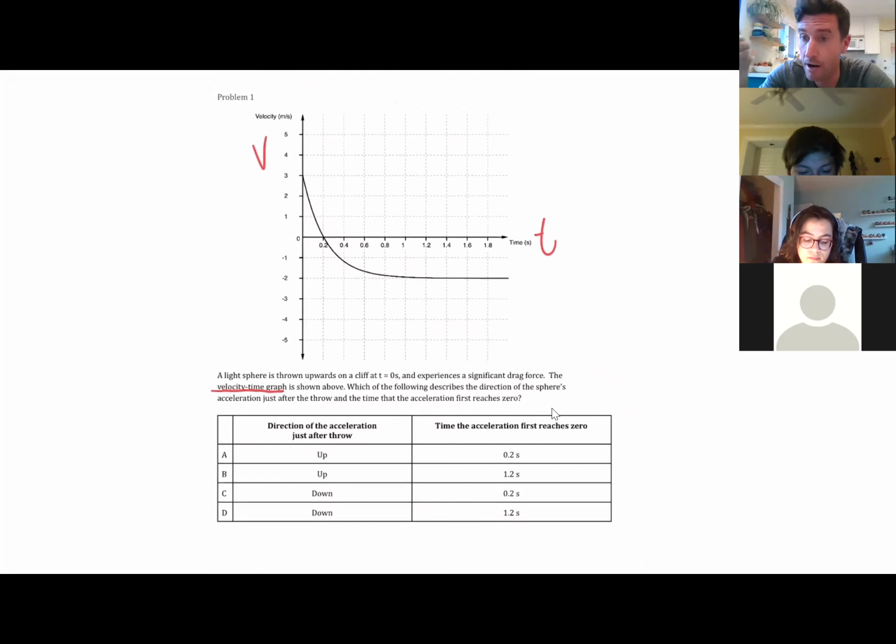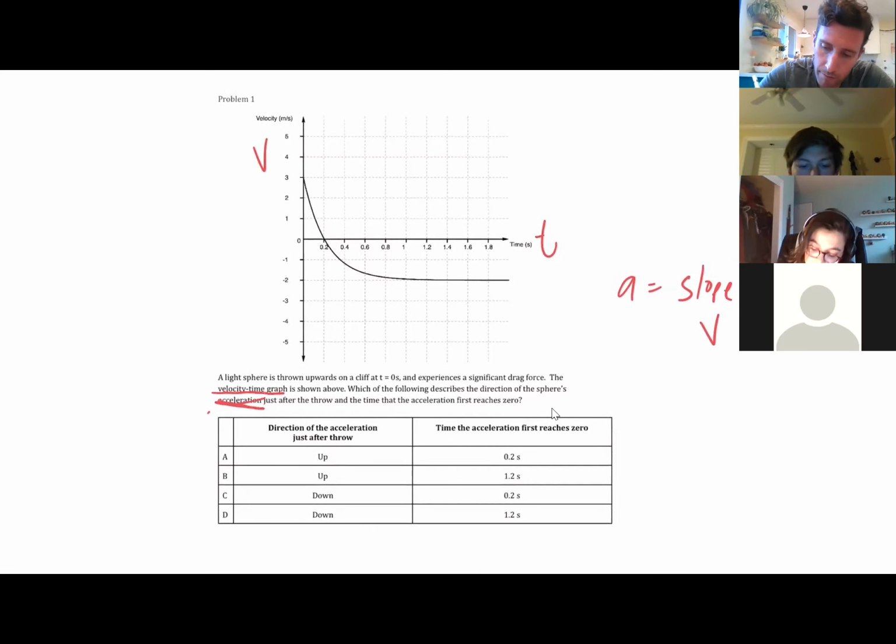So as we get to non-velocity time, I might even convert it to a velocity versus time graph. Which of the following describes the direction of the sphere's acceleration just after the throw and the time that the acceleration first reaches 0? Okay, so I need to remember that acceleration is equal to the slope of the velocity graph, because acceleration is the change of velocity. So now I'm just looking at slopes.